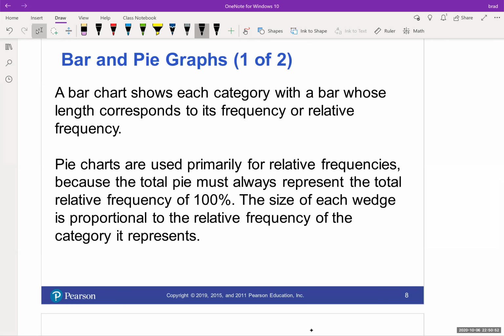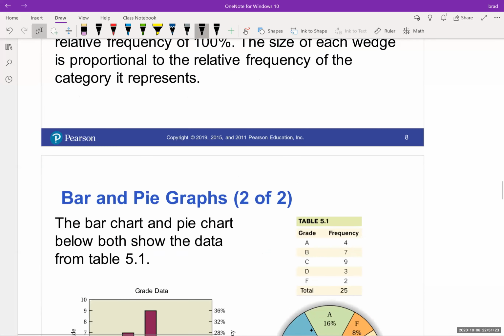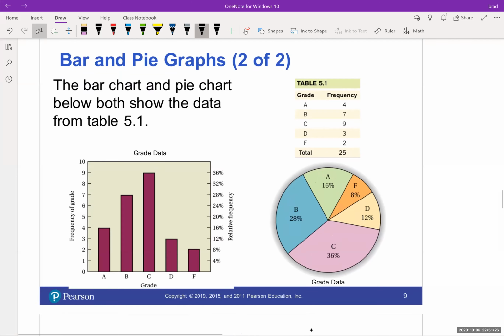A bar chart shows each category with a bar whose length corresponds to its frequency or relative frequency. Pie charts are used primarily for relative frequencies because the total pie must always represent the total relative frequency of 100%. The size of each wedge is proportional to the relative frequency of the category it represents. So a lot of times when you see pie charts, it's always in terms of percentages, like this percent, and that's what relative frequencies are, right? Relative frequencies are percentages. It's fractions that you divide, and then you get some decimal, and then you convert that to a percent. Okay, so here's just an example.